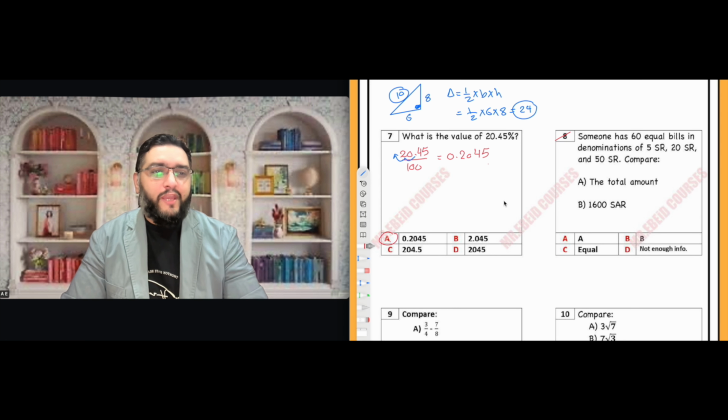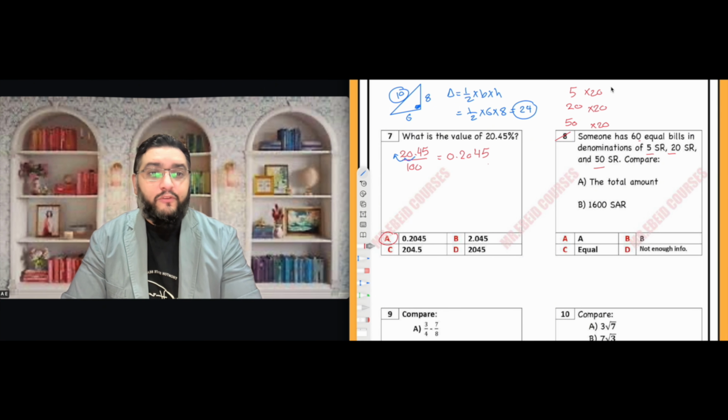Question 8, someone has 60 equal bills and the denominations of 5, 20, 50 reals. Compare between the total amount and 1,600 reals. So we have 60 equal bills with 5, 20, 50. Into equal bills means that we divide 60 by 3. It will be 60 divided by 3, which equals 20. So each one is 20.